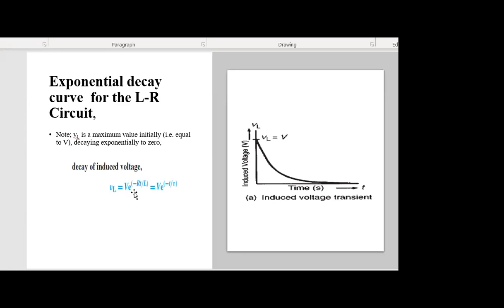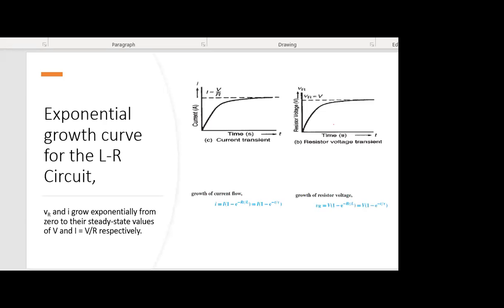So in the VL equation, we don't have steady state. Like we don't have VL minus the V exponential or something. I think that is clear. When we compare these two curves again, they are the opposite of the other curves in the CR circuit. The other curves were decay curves. These ones are growth curves.